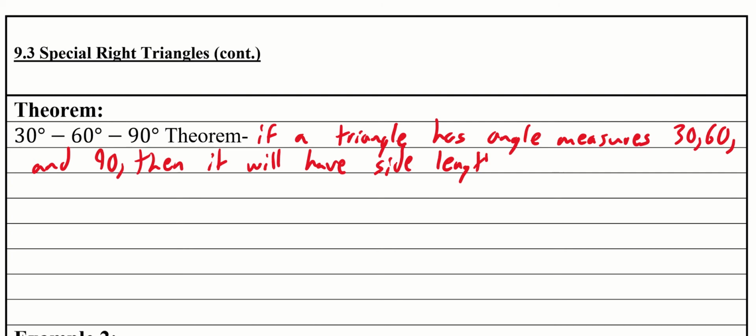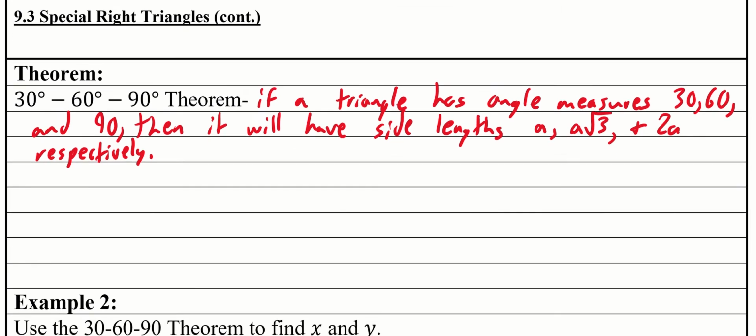little bit different. First one's still going to be A. We're writing all of these in terms of A, or in terms of the shortest leg. The next one is going to be A times the square root of 3. And the last one, the largest one, the hypotenuse, is always going to be 2A. And I'm going to put at the end here, respectively. Okay, so going in order from the angle across from 30 to the angle across from 60 to the angle across from 90, it would be A, A square root of 3, and 2A.